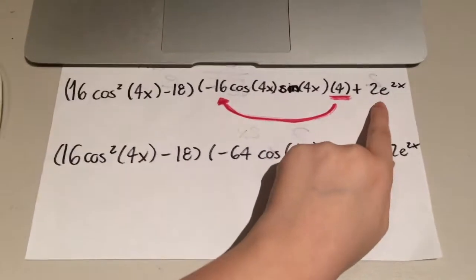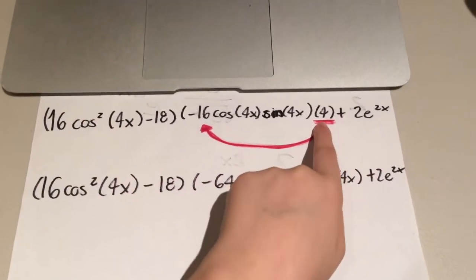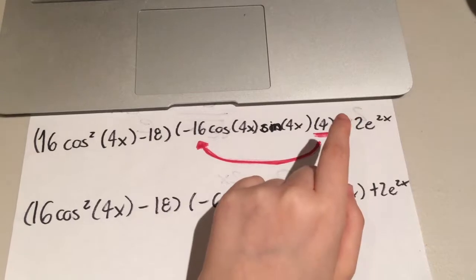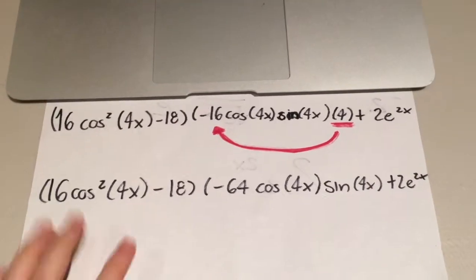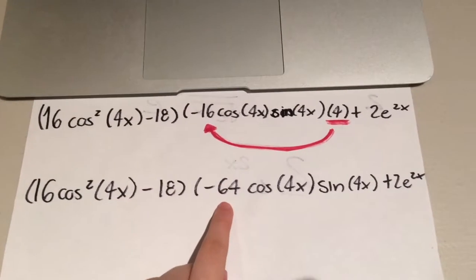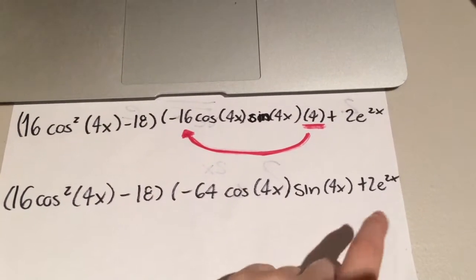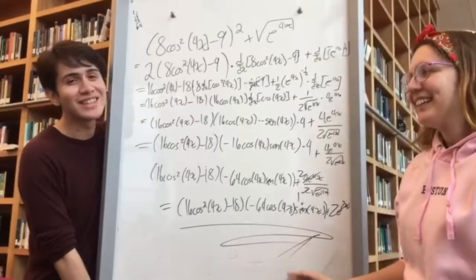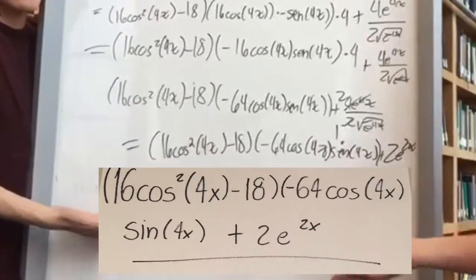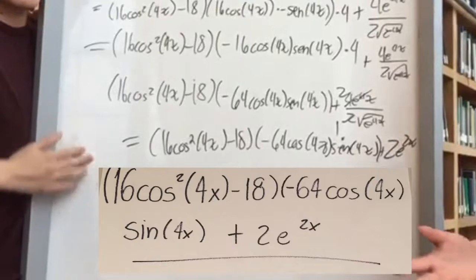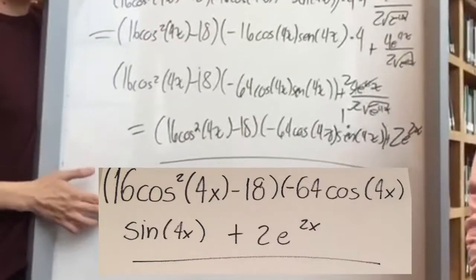So at this point, the second part of the equation has been simplified, and this first part also, but we have this 4, which is here alone, which can be simplified, and to do that we will multiply it by the 16 in this parenthesis, which then becomes minus 64, and the rest stays the same, cosine of 4x, sine of 4x, plus the 2 times e to the 2x that we had before. So after doing all these steps, the final answer would be 16 cosine squared of 4x minus 18 multiplied by minus 64 cosine of 4x sine of 4x plus 2e to the 2x. And that's the final answer.